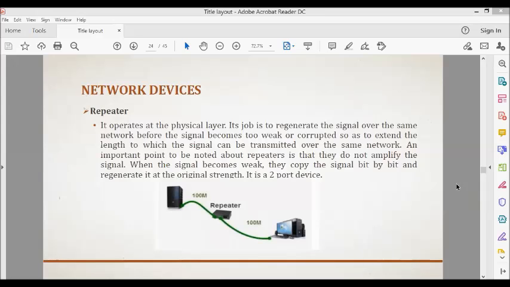So it operates at the physical layer. Its job is to regenerate the signal over the same network before the signal becomes too weak or corrupted, so as to extend the length to which the signal can be transmitted over the same network. An important point to be noted about repeaters is that they do not amplify the signal. When the signal becomes weak, they copy the signal bit by bit and regenerate it at the original strength. It is a two-port device.